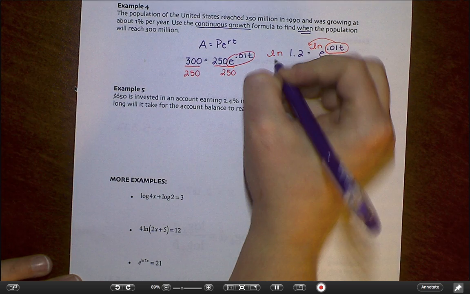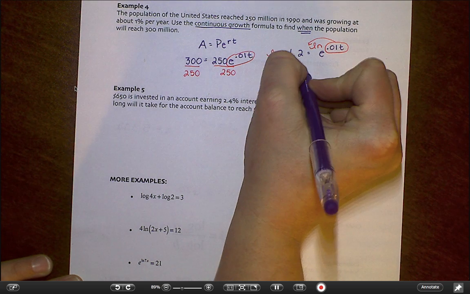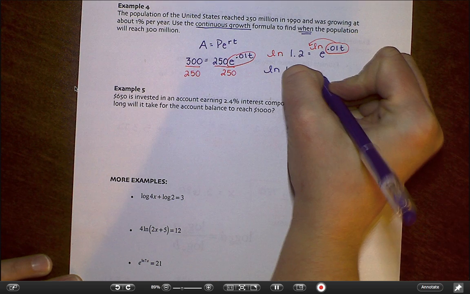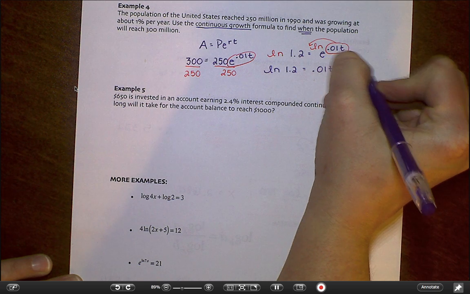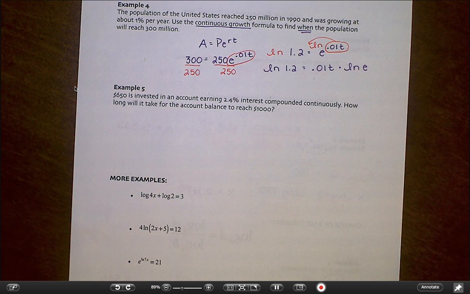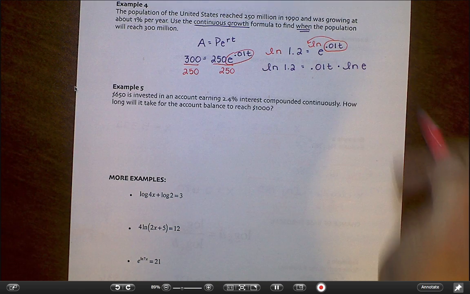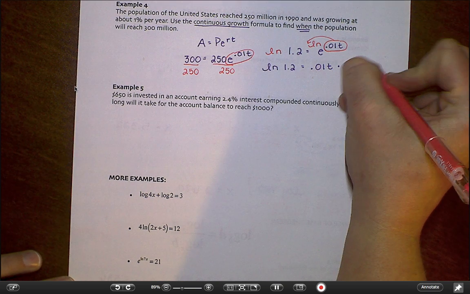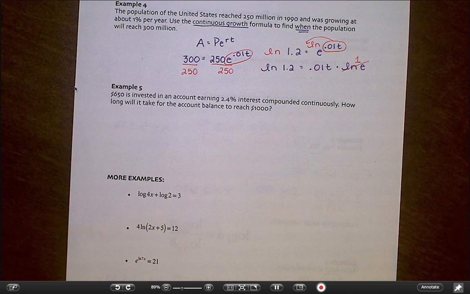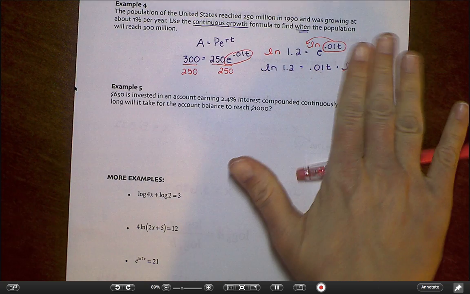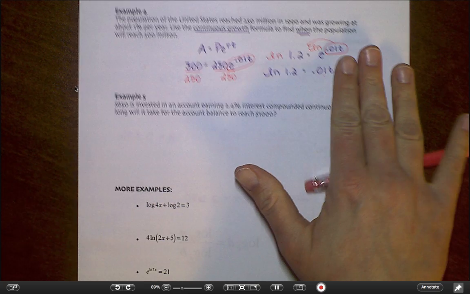So now my equation looks something like this. Natural log of 1.2 equals 0.01t times the natural log of e. And the reason I said that it's nice to use a natural log here is this thing, natural log of e, really just cancels out. Essentially it equals 1, but if you're just multiplying by 1, you don't really need the 1 for anything. So now I just have this, natural log of 1.2 equals 0.01t.